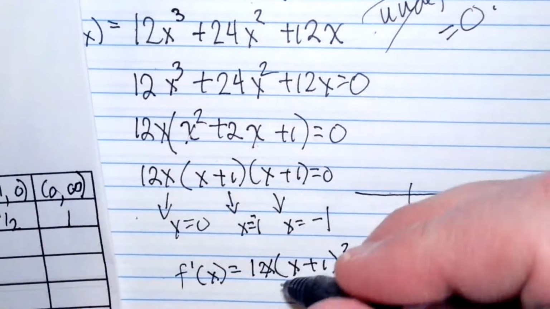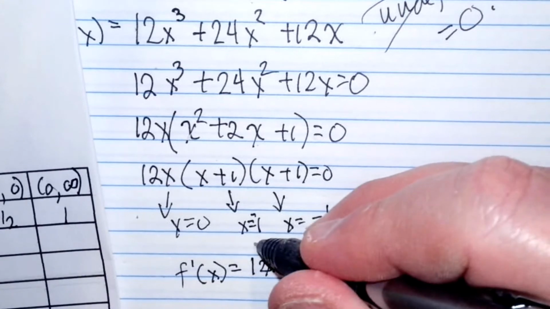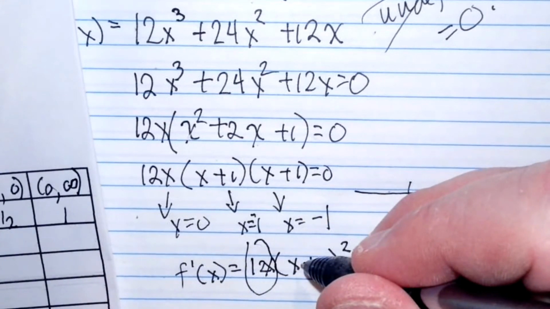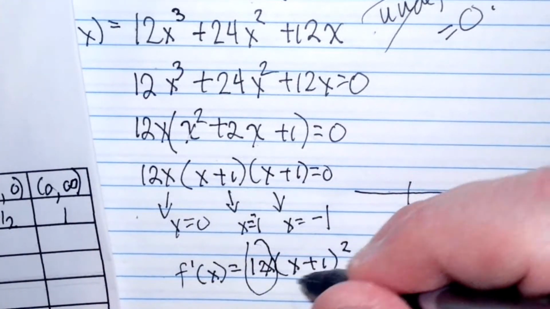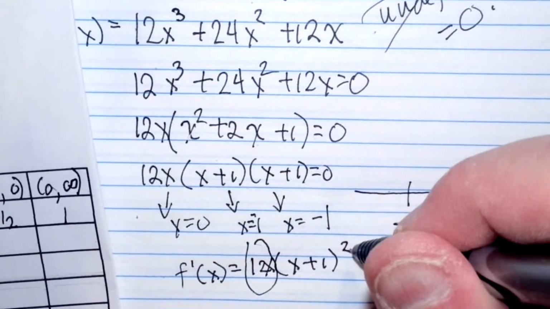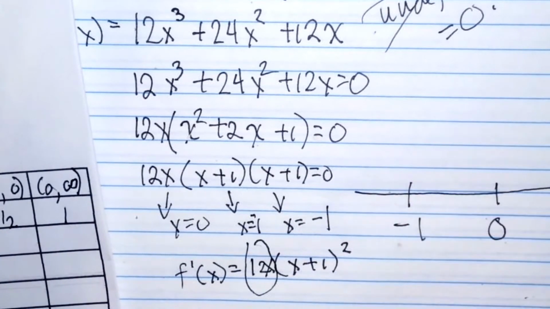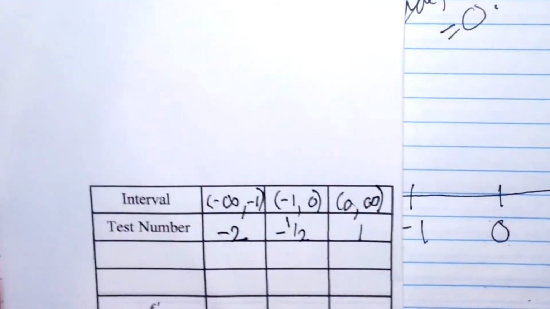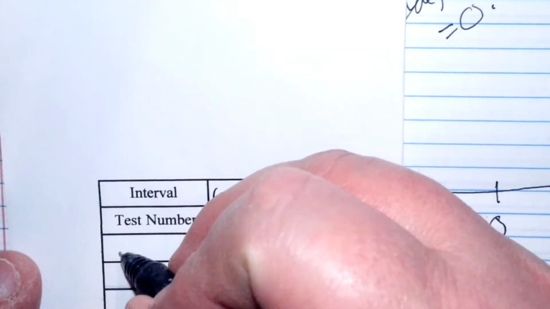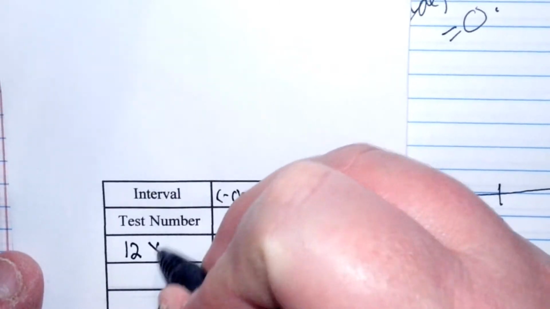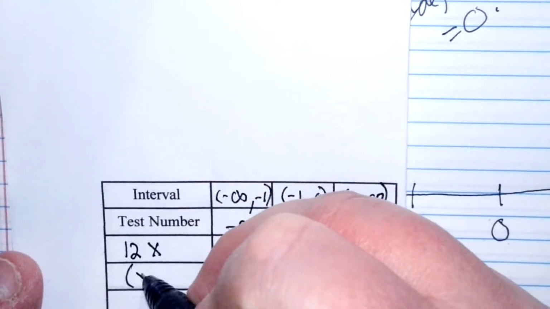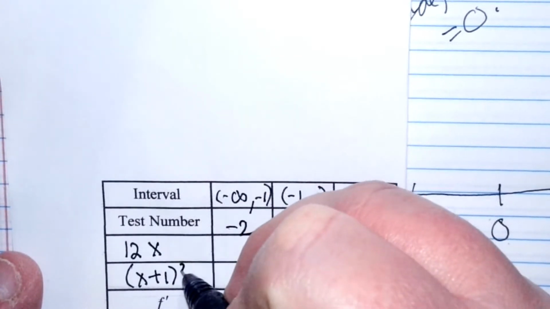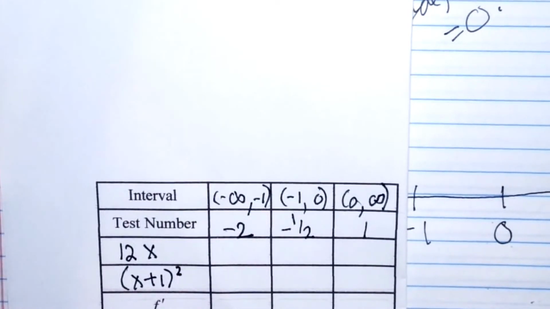So here's what I'm going to do. I'm going to separate 12x and the square of the quantity x plus 1, and I'm going to test the signs of each one of those at each of the test numbers. Let me show you. So we have 12x and the square of the quantity x plus 1.